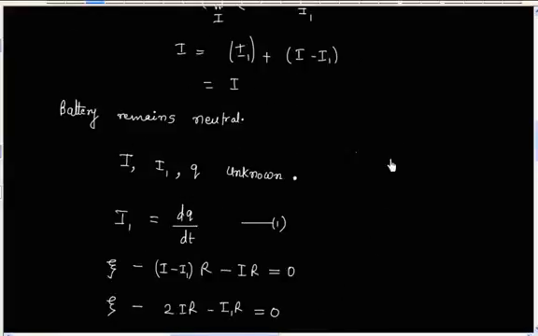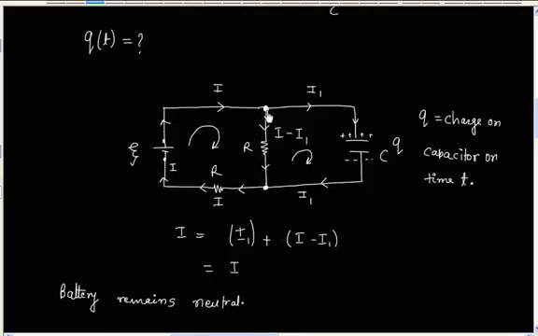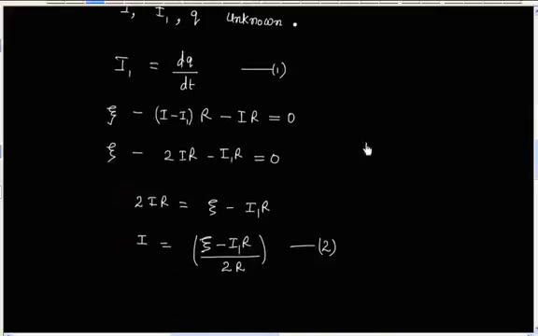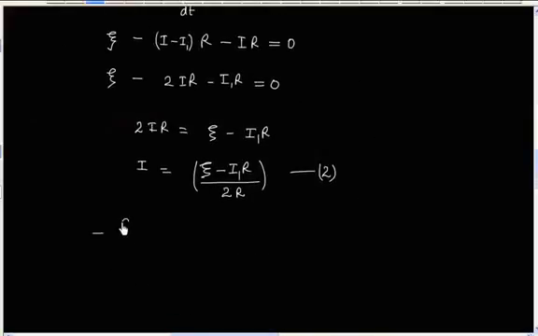We can write the third equation in this circuit. We can start from here. So I am going from positive to negative, so there will be a negative sign because there is a potential drop, and the potential difference across the capacitor is Q by C.